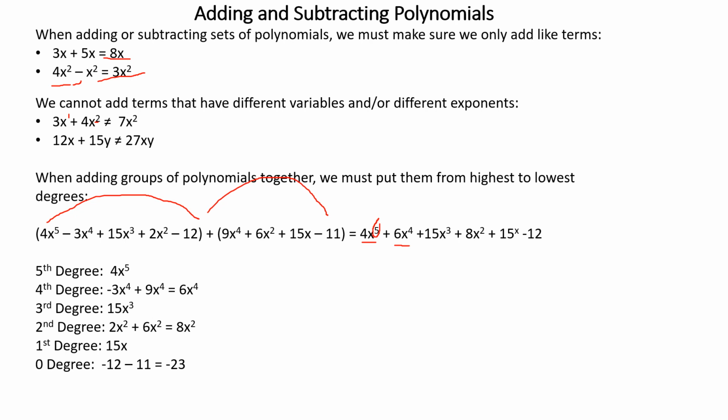And I got that from -3x to the 4th here, plus 9x to the 4th, which is 6x to the 4th. And I just add these all down through here. But notice I go from the highest degree to the second highest, the third, fourth, fifth, and then the last one right here.